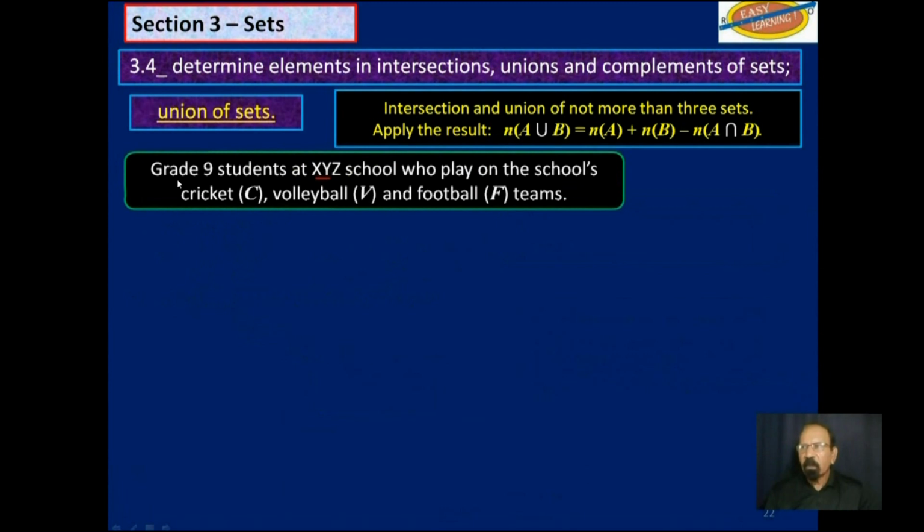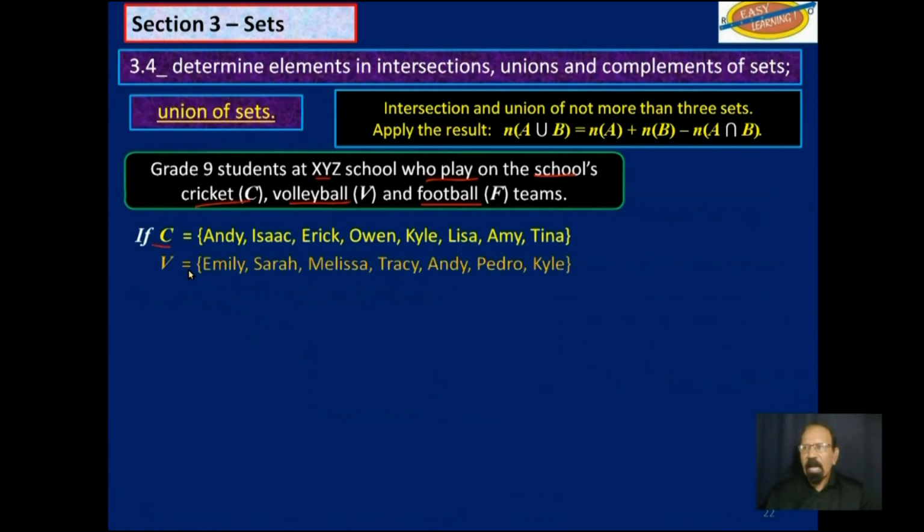Let us consider grade 9 students at XYZ school who play on the school's cricket team, volleyball team, and football team. If C is the set of students that play on the cricket team: Andy, Isaac, Eric, Owen, Kyle, Lisa, Amy, and Tina, and V is the set of students who play on the volleyball team: Emily, Sarah, Melissa, Tracy, Andy, Pedro, and Kyle. And F is the set of students who play on the football team: Tracy, Ken, Melissa, Mario, Andy, Sam, and Colin. So we have these three subsets of students at this school.